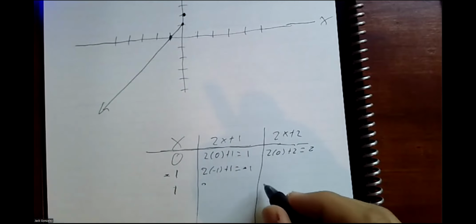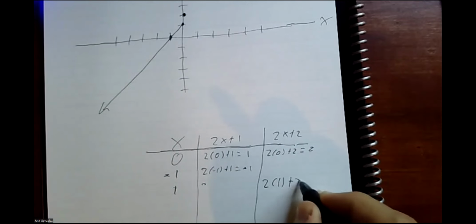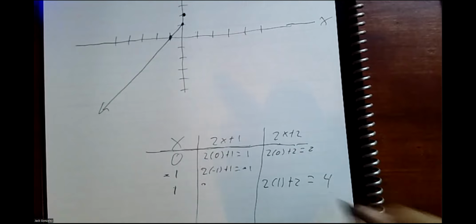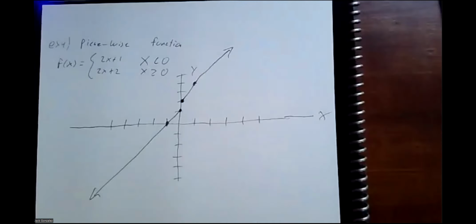That would give me, for this function, 2 times 1 plus 2, which would be 2 plus 4. So 1, 4 would be here. So here's that other line. So these are the 2 red lines I had earlier, if you graph by hand.